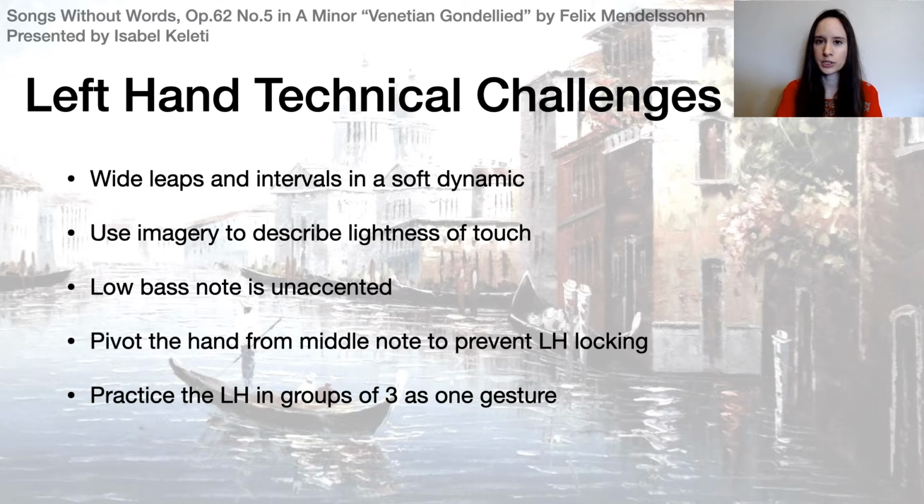It's helpful to use imagery to describe the lightness of touch in the left hand, comparing it to the feeling of lightly treading beneath the surface of water. The low bass note should not be accented, as this would shift the pulse of the downbeat. To avoid the left hand becoming locked in an open position, I would advise the student to pivot their hand from the centrally located middle note. They could also practice the left hand in groups of 3, either starting from the low bass note or the downbeat, in order to feel each group as a smooth gesture.